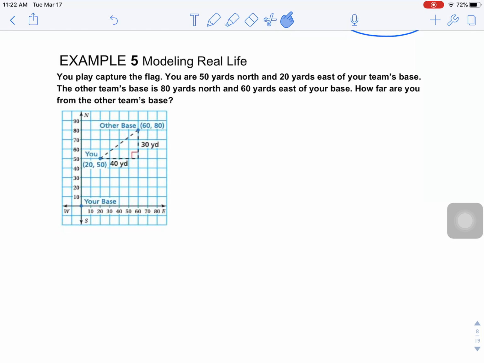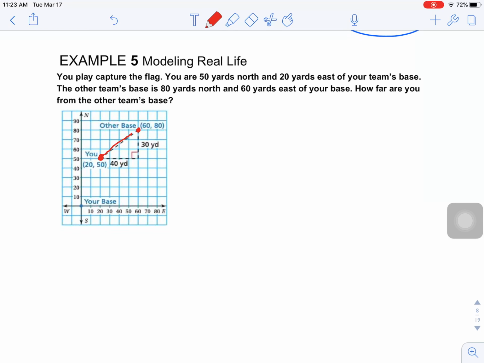All right, now the last example. Again, they drew this one out for us, so it made it a little bit easier than the word problem. It said you have 50 yards north and 20 yards east of your team's base. That would give me the ordered pair of this: 50 north, so up 50, over 20, or the ordered pair (20, 50). The other team's base is 80 yards north and 60 yards east, up here. How far are you from the other team's base?